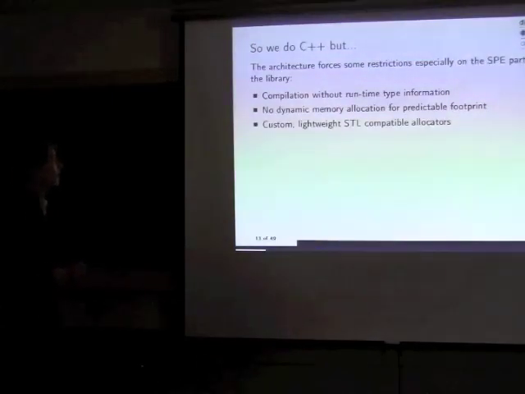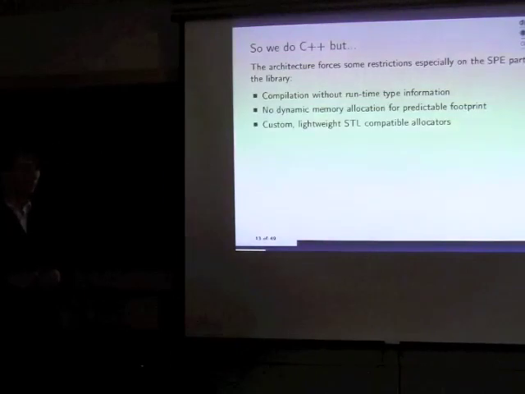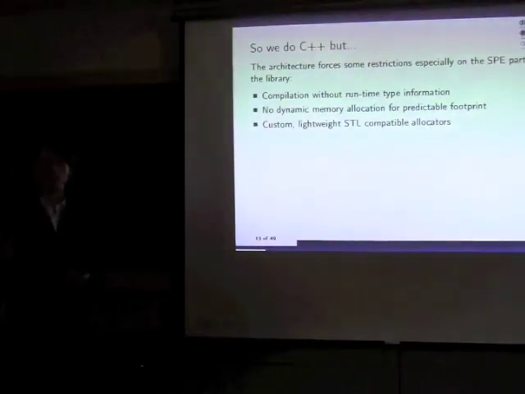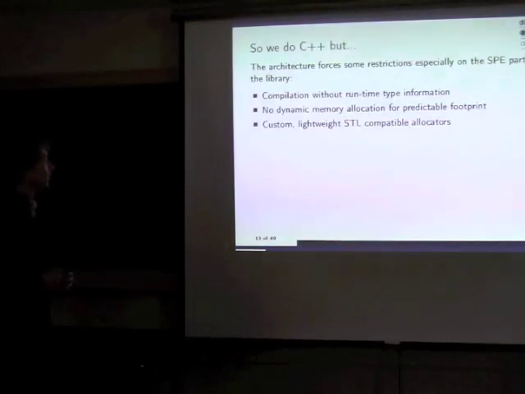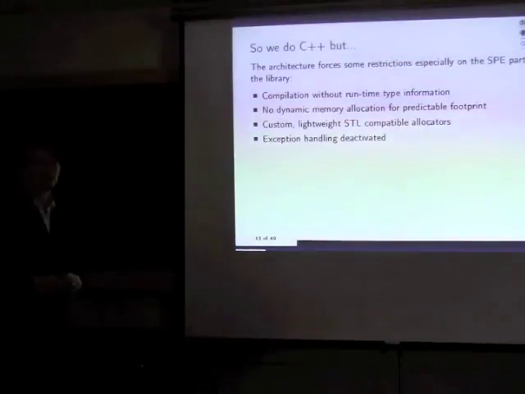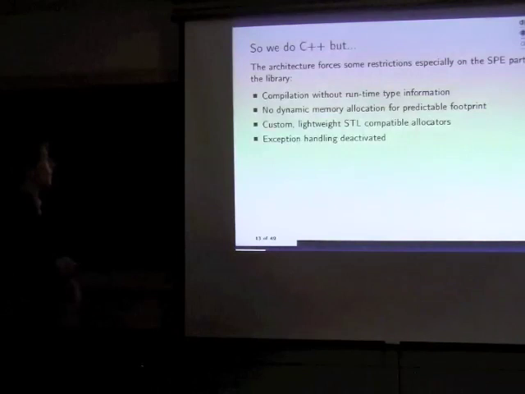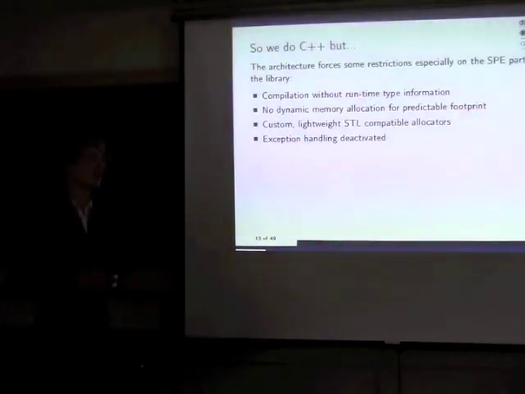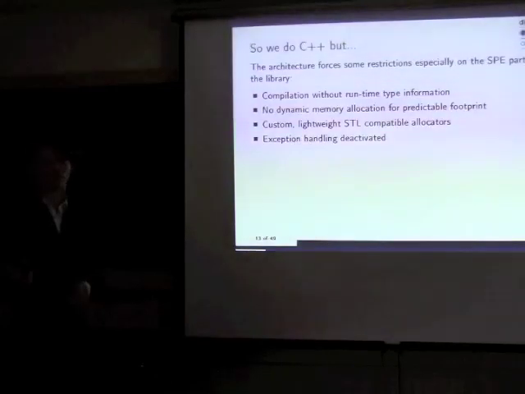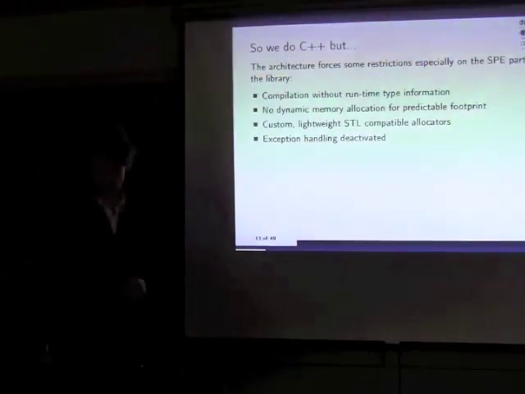If you want to use STL containers, we give you some lightweight allocators that implicitly fulfill the alignment requirements that are put on the user for the communication. And we don't do exception handling on the SPU. So these custom lightweight allocators are interesting because we found that if we use the regular STL allocators, we will have up to 25 kilobytes of overhead, even if we say we want to use the allocators that don't throw exceptions. So we give our own allocators that just call aligned malloc internally.